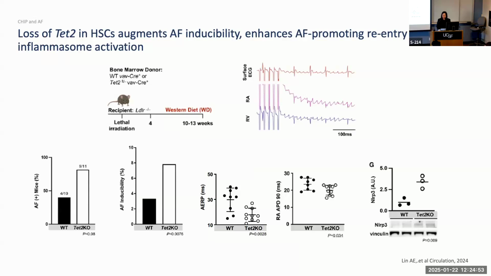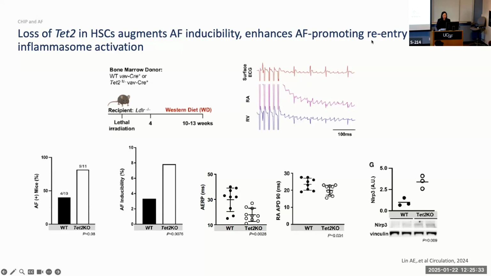And so we wanted to see if loss of TET2 actually increases AF inducibility. The mouse model is a tricky one to do this in, as mice do not develop de novo atrial fibrillation, but you are able to stimulate them in terminal EP studies that use rapid burst pacing as a way to induce atrial fibrillation. So this is that same mouse model that we talked about. These are recipient proatherogenic LDLR deficient mice transplanted with bone marrow derived from either wild type or hematopoietic specific loss of TET2. And these mice were fed a Western diet, and then EP studies were performed.